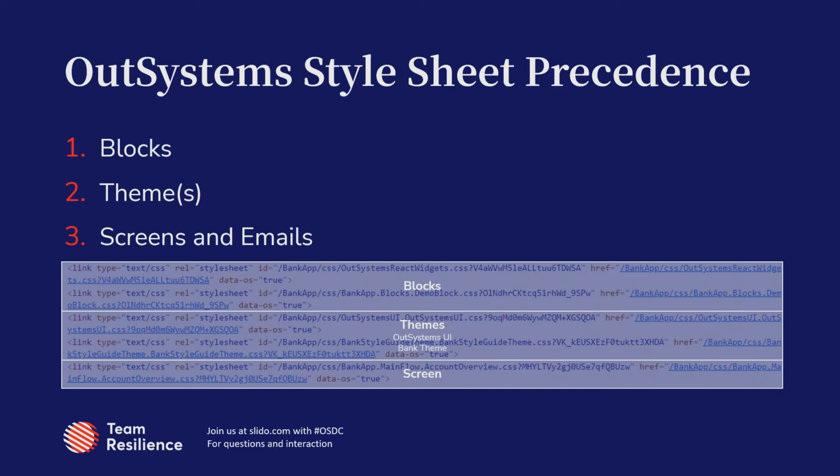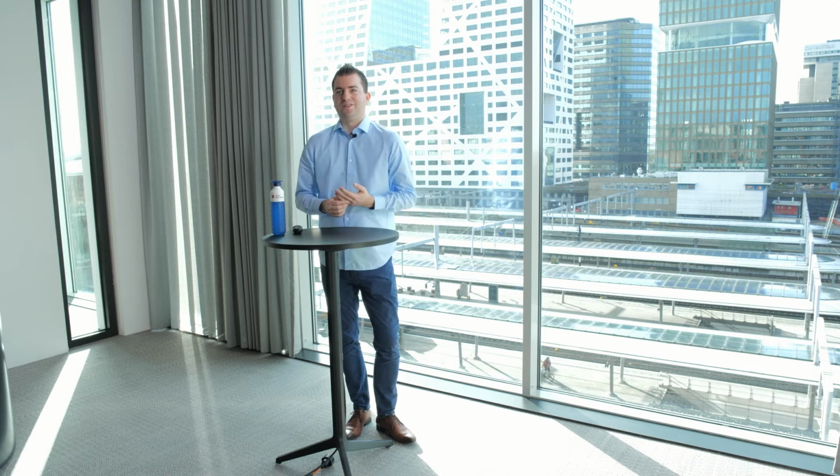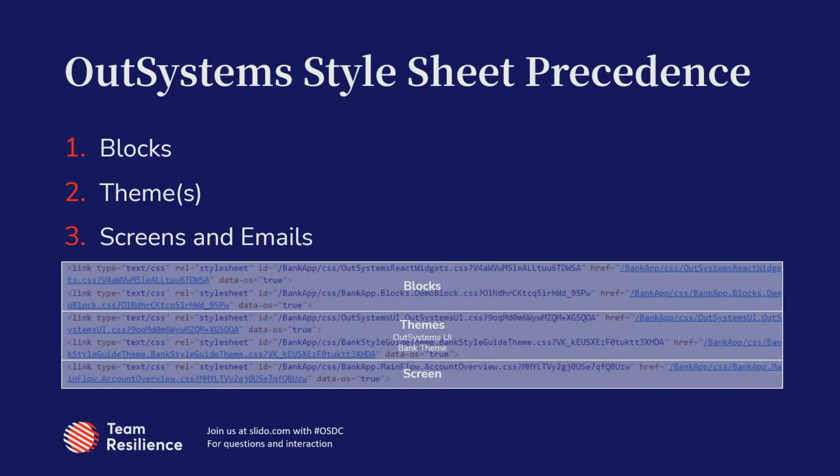So what OutSystems does, and it's called the style sheet precedence, it first loads in your page the CSS style sheets for your blocks. And blocks, as we know, they should be generic components. The styling that are defined in the blocks, they shouldn't really matter. They should be easily overwritten by your themes, which is exactly the case. So the next up is the themes, and also in the themes, they load it in the order of a theme based on another theme, based on another theme, etc.